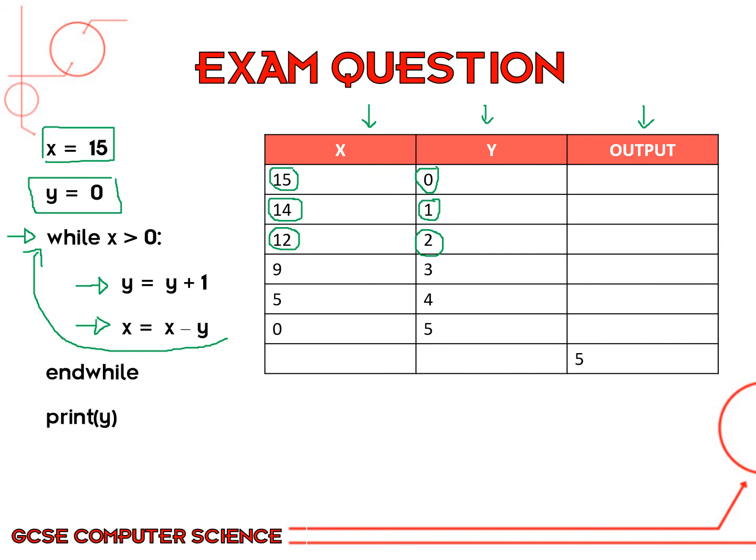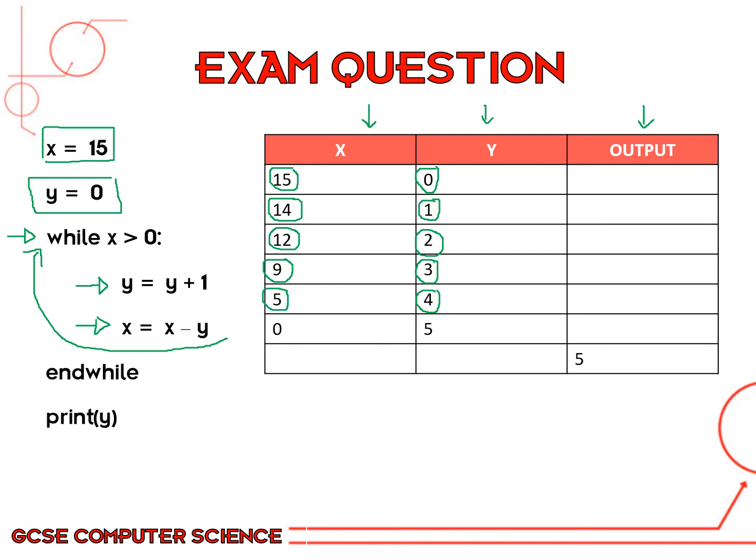X is 12, which is greater than 0. So we are going to do this line, y plus 1. 2 plus 1 is 3. So we change the value of y to 3. X equals x minus y. Latest value of x is 12. Latest value of y is 3. So x becomes 9. Back to the beginning again, and we keep going. Y increases by 1. We subtract 4 from 9, it becomes 5.